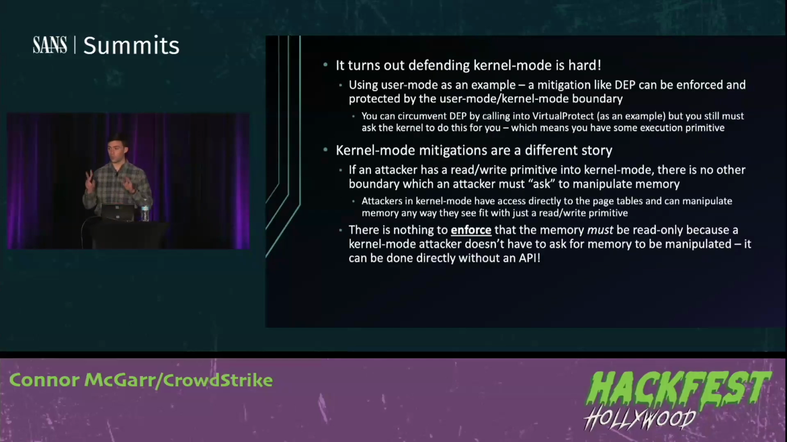The reason why things were so crazy at the time is it turns out defending kernel mode is very difficult. When you have a user mode mitigation, such as data execution prevention, that can be enforced by the user-kernel security boundary. So what I mean by that is an attacker can circumvent DEP by calling into something like VirtualProtect to say, hey, I'd like to mark this memory that was once writable as executable. But you've got to ask the kernel to do that for you. So you need some kind of execution primitive in order to make that happen.